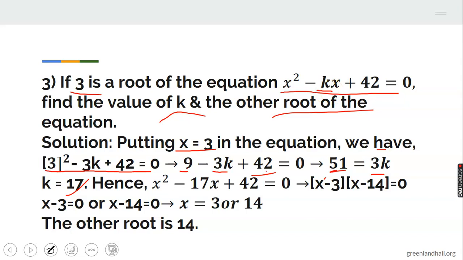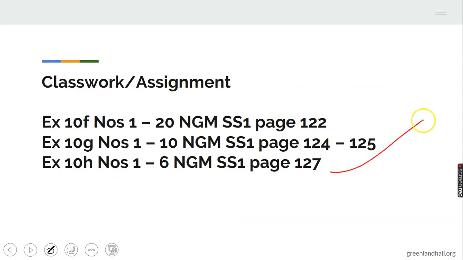Replace k with 17. You now have x squared minus 17x plus 42 equals 0. Factorizing that, you have this. So you have x is either 3 or 14. So the other root is 14. So you do this one as an assignment, and that's the end.